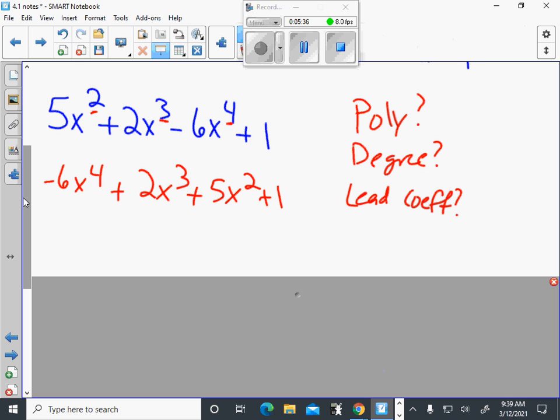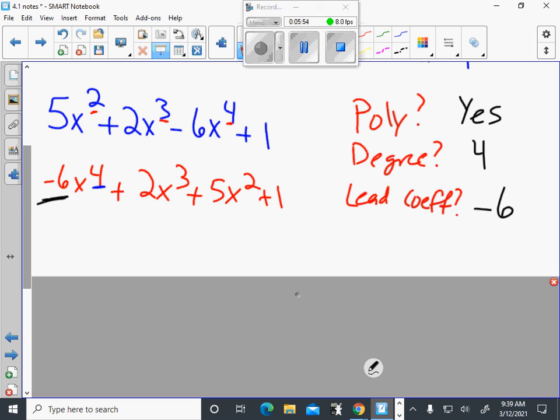Is this a polynomial? For sure, yes, it is. Degree. What's the degree? The highest degree there is a 4. So the degree is 4. And the leading coefficient is negative 6. The negative goes with it.